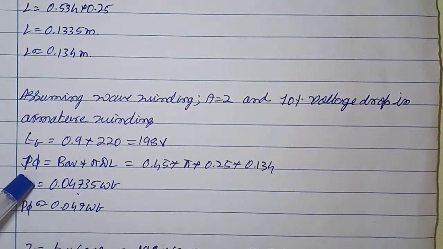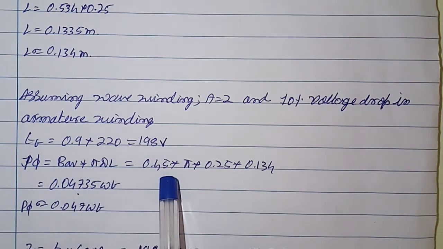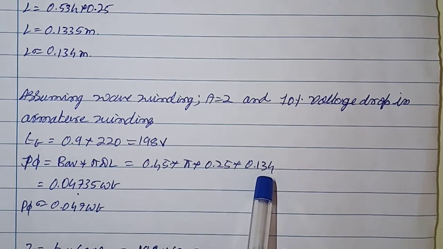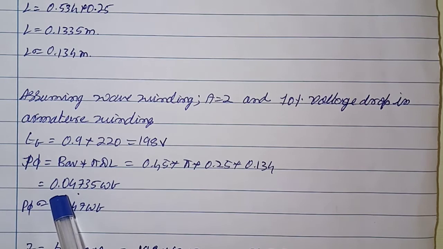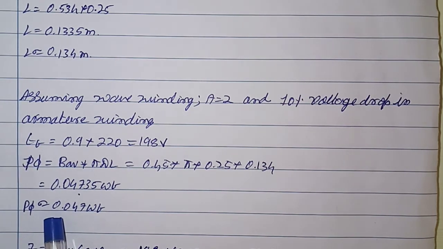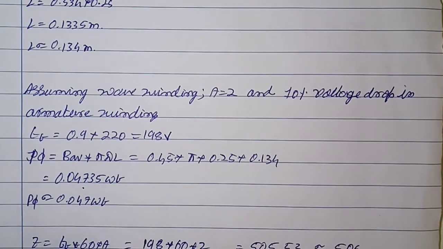Now phi, which is B av into pi D L. B av is phi by pi D L by the basic equation. So phi is equal to B av into pi D L, which is 0.45 into pi into 0.25 into 0.134. So phi is 0.04735 Weber, approximated to 0.047 Weber.